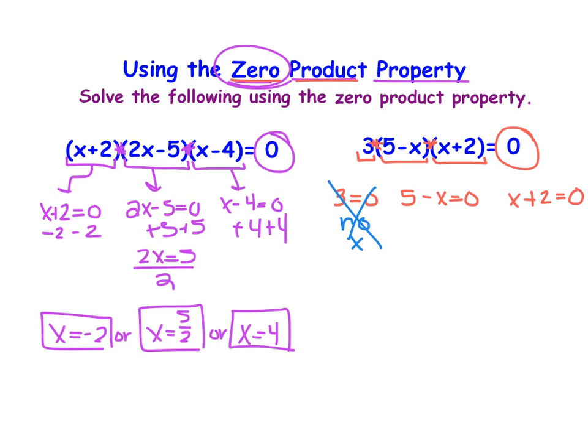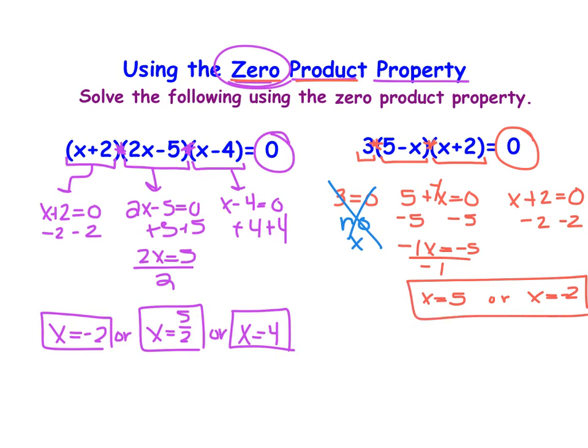Then from here in the second one, I can utilize keep change with a 1. So I start by subtracting 5 from each side. So I have negative 1x equals negative 5. Divide by negative 1. So I find x is equal to 5 as an option. And then from here, I'd subtract 2. So here would be our x is equal to negative 2. So either one of these two options will make this original equation true.